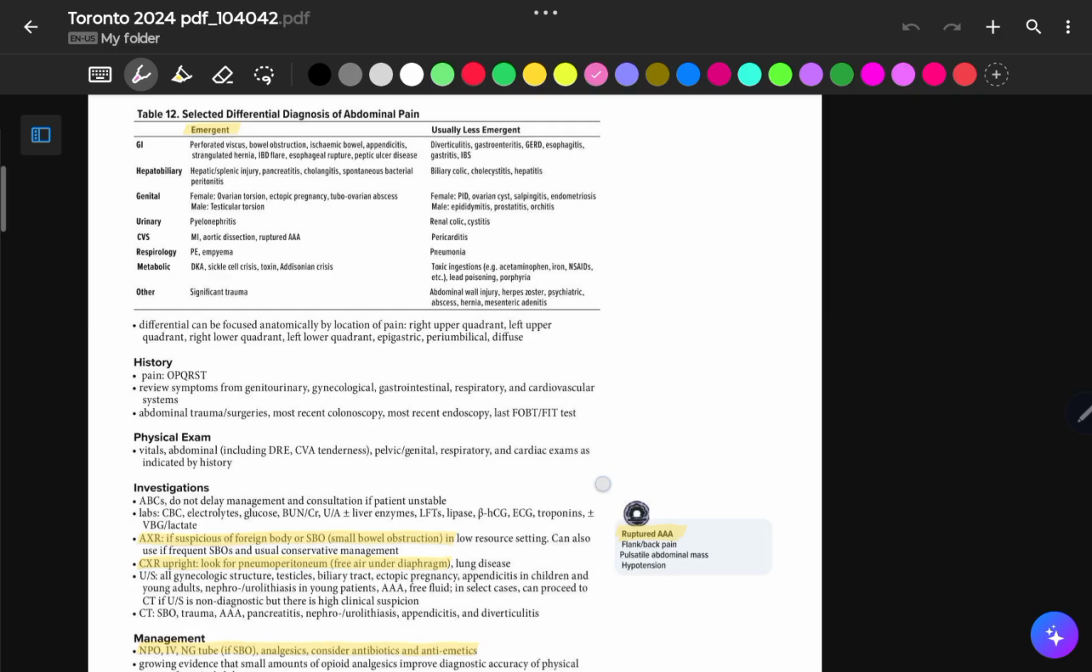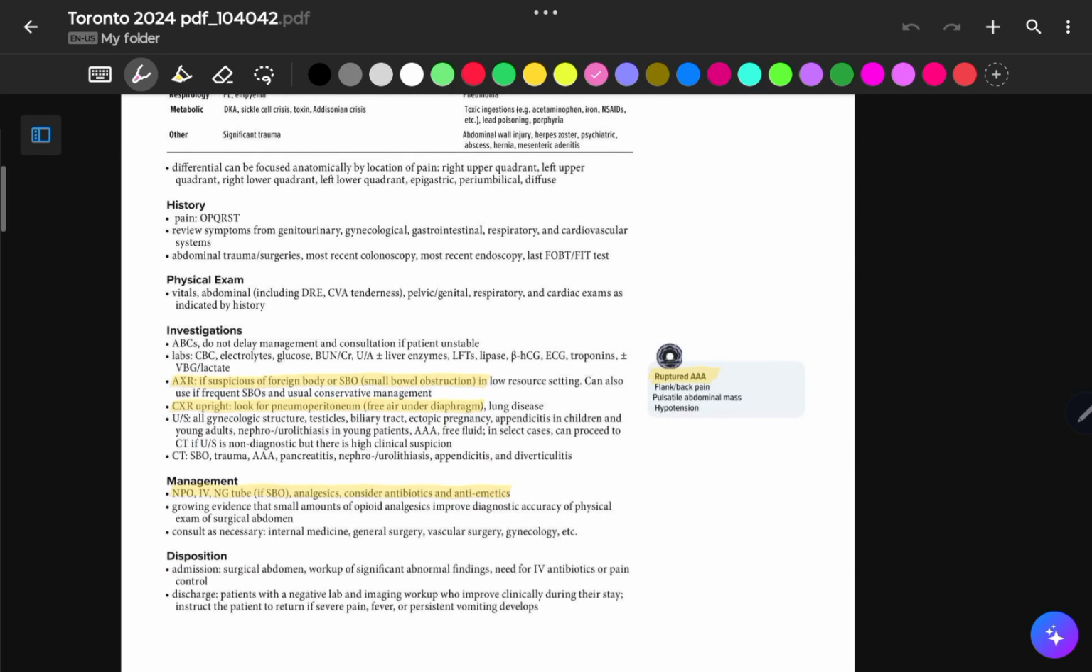And then investigation, you want to do your ABCs. Do not delay management and consultation if the patient is unstable. You want to do your labs and investigations, obviously checking a beta-hCG in a female presenting with abdominal pain. Remember to always include it. So you can do your CBC, electrolytes, glucose, liver enzymes, LFTs, lipase, ECG, troponins, because remember they can present with abdominal pain even though they're having an MI.